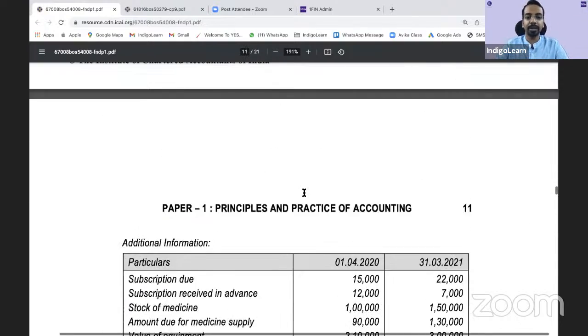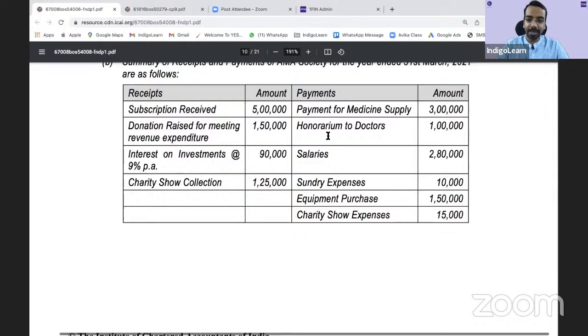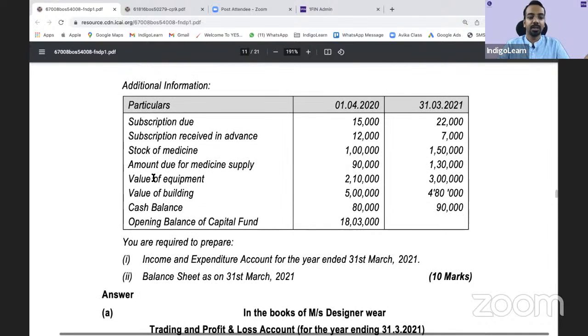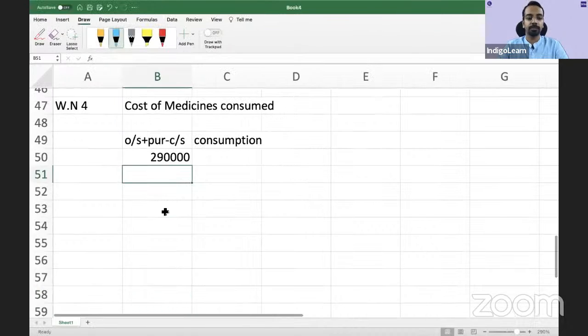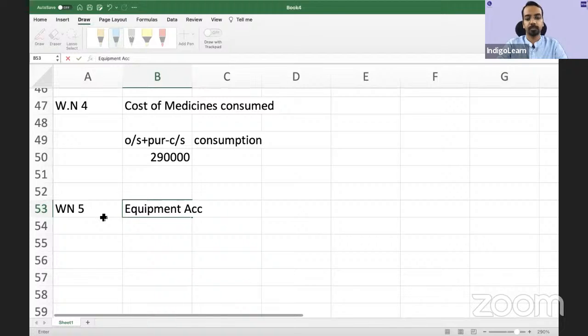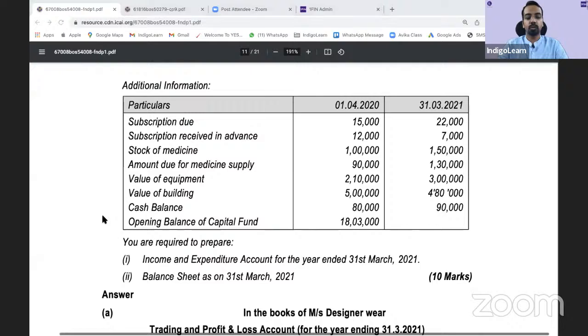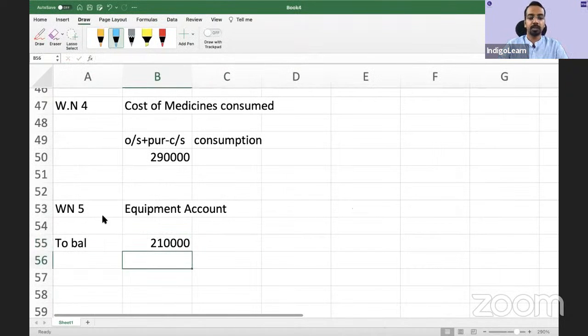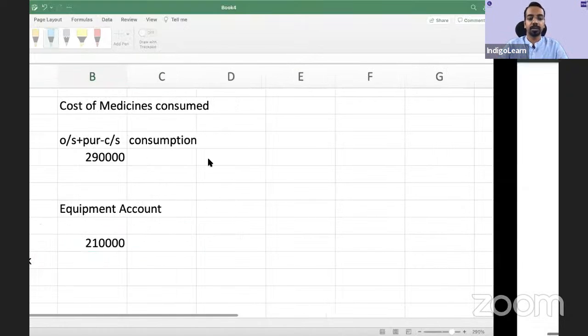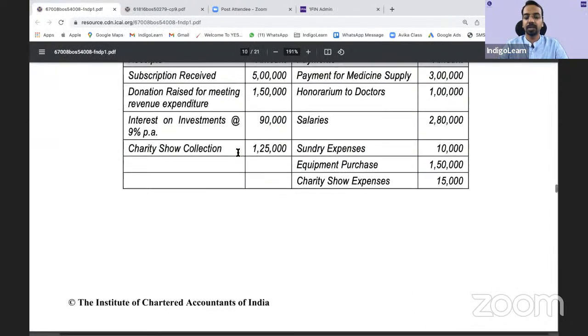right? Then coming back, honorarium to doctors directly an expenditure 1 lakh, no adjustment. Salaries 280, no adjustment. Sundry expenses 10,000, no adjustment. Equipment purchase 1,50,000. Then we have value of equipment 210 and 3 lakhs. So you can prepare an equipment account. To balance brought down, it is 2,10,000. Then you have paid to bank. Purchases was 150.